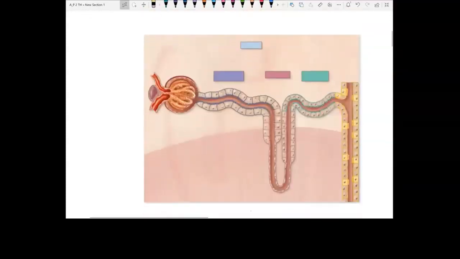This is a nephron. A nephron is the functional unit of the kidney. This is what's actually doing the filtering. And these are tiny. They are microscopic, and you have millions of them.